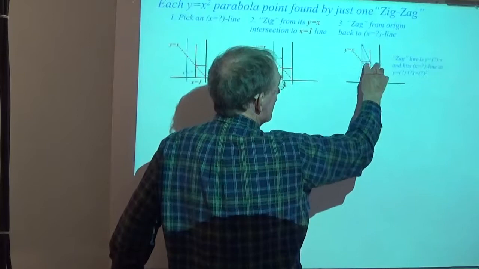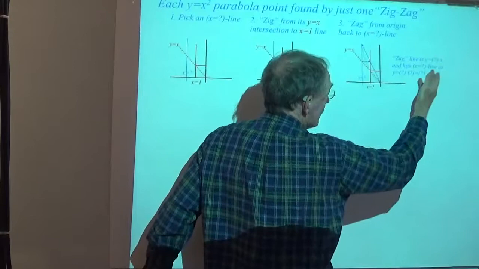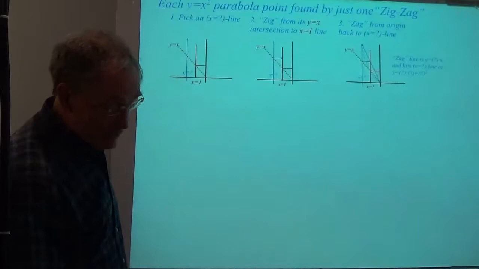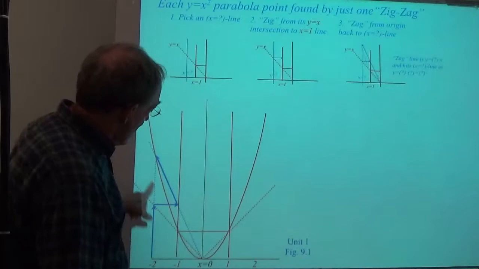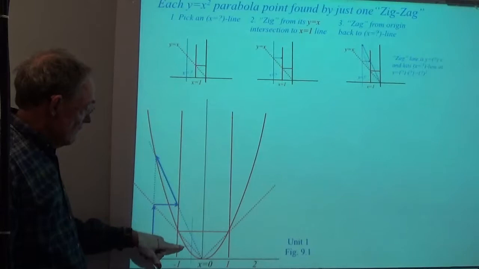So that basic idea is the zag line is y equals the question mark times x, and it hits that line at y equals question mark squared. So that's just a repeat of what we were doing with a geometrical series in one step. In any case, it works either side of those lines there. If I want to do it inside there, it's the same trip. I go there and find the parabola with a zig and a zag. There it is.